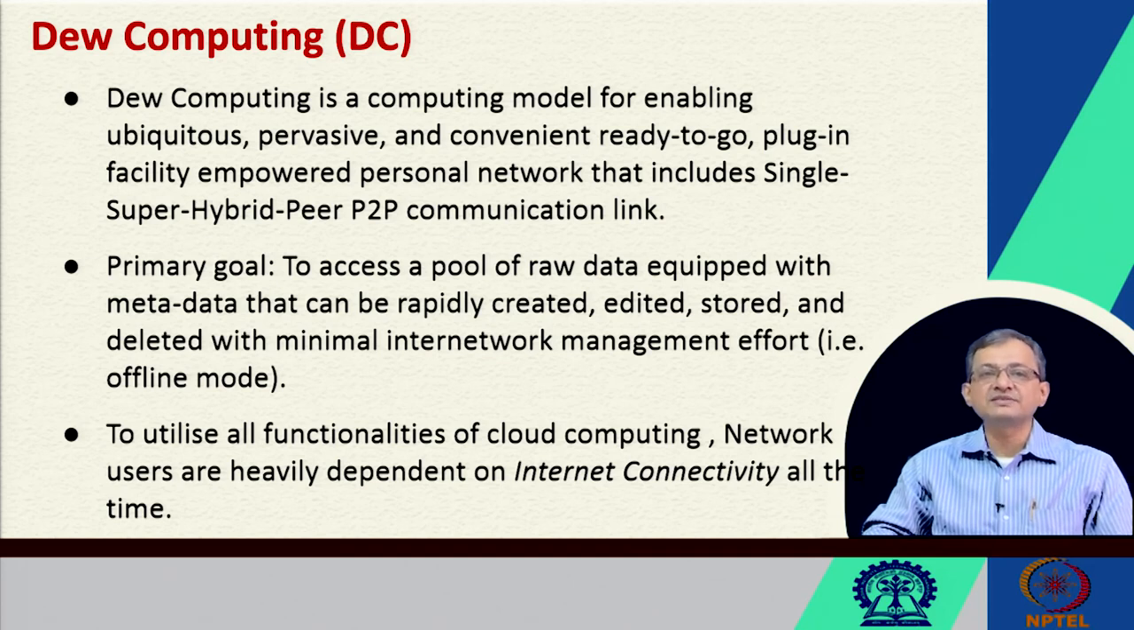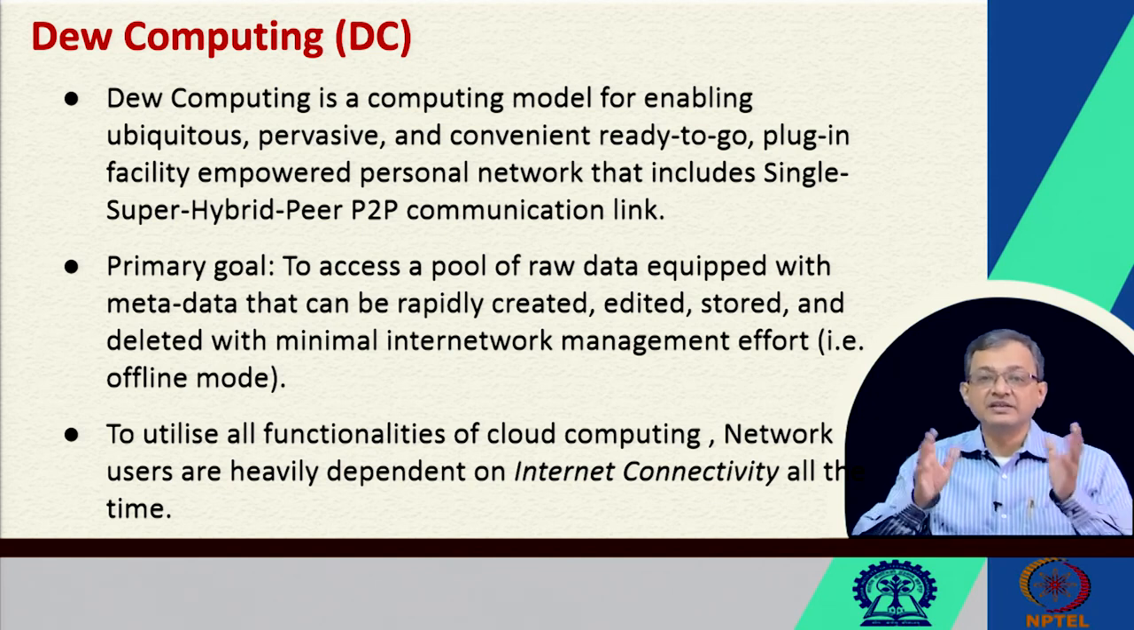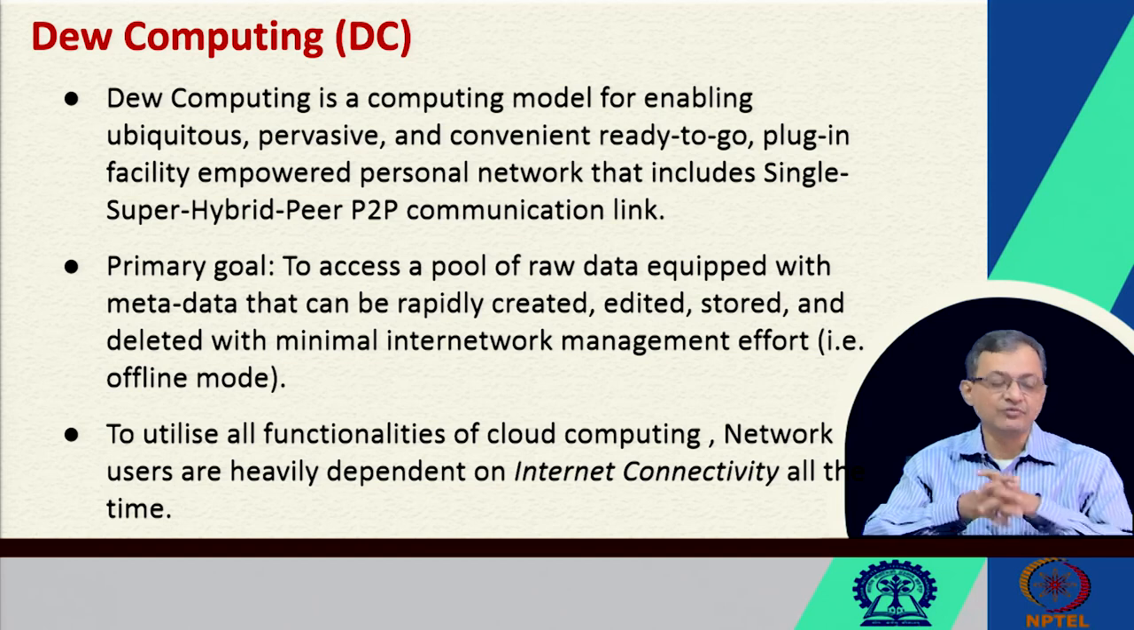So, the primary goal is to access a pool of raw data equipped with metadata that can be rapidly created, edited, stored and deleted with minimal internet management effort. That means it can also be done in an offline mode, right. So, that is one of the primary goals. Also, to utilize all the functionalities of cloud computing, network users are heavily dependent on network connectivity, and that is where dew computing tries to facilitate that even without network connectivity things can work.